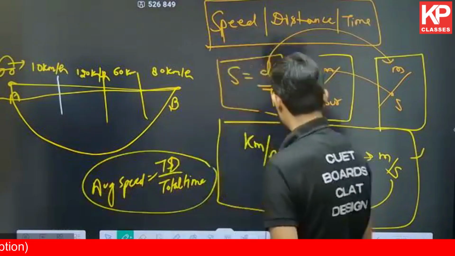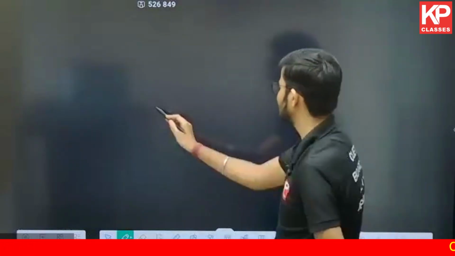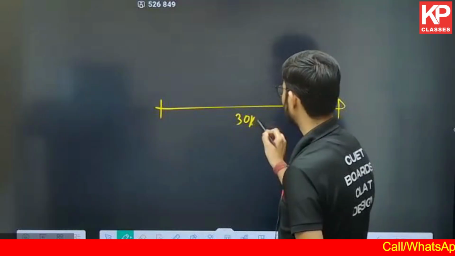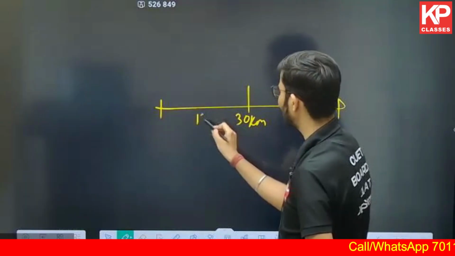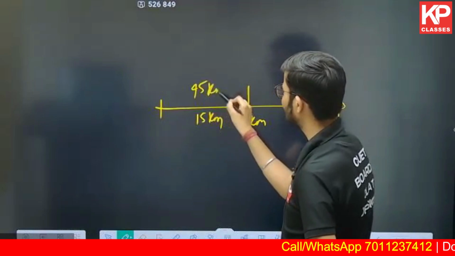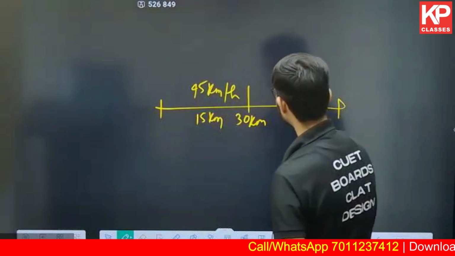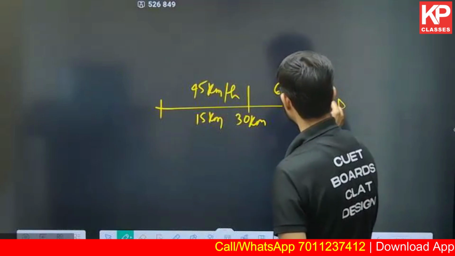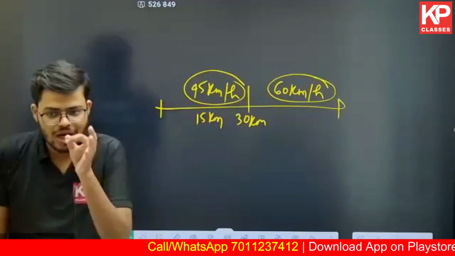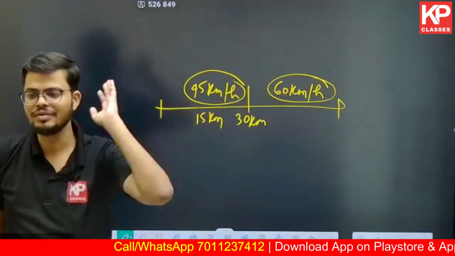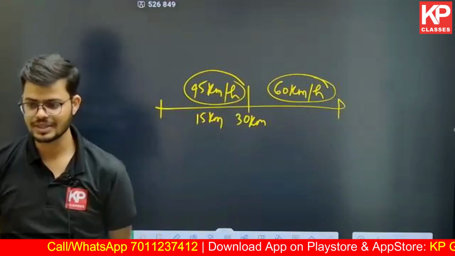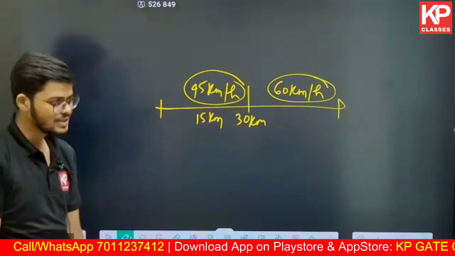Now, how do we do that? It's also very basic. For example, this is a 30 kilometer distance. The first 15 kilometers, I am going at 45 kilometer per hour, and the other 15 kilometers, I am going at 60 kilometer per hour. Now, somebody asks, what is the average speed of the journey? Half of the journey I am going at 45, half at 60. What is the average speed in this case?